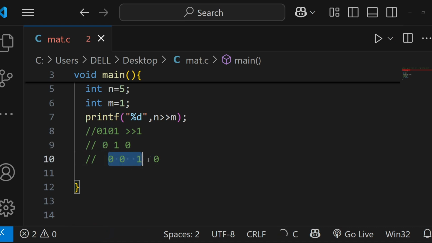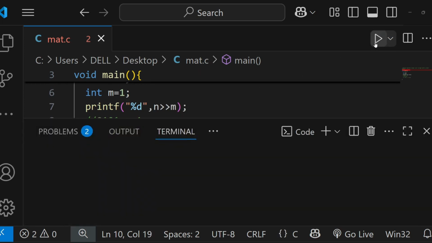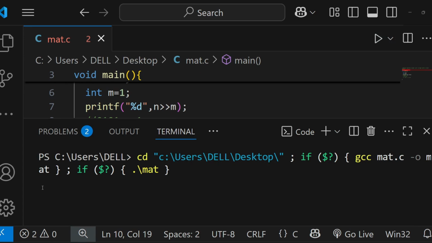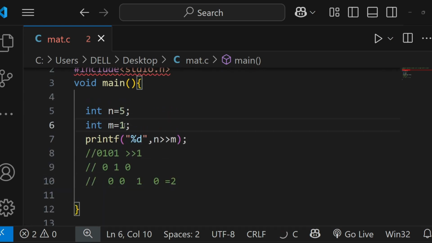So what I am getting now is 0 0 1 0, and if I just remember the concept of binary to decimal and decimal to binary, and consider the trick method also, the trick method is 1 2, so my answer is 2. So that's the reason if I am shifting it one time, I am getting the answer 2. If I shift it 2 times, don't worry, we want to shift it 2 times.